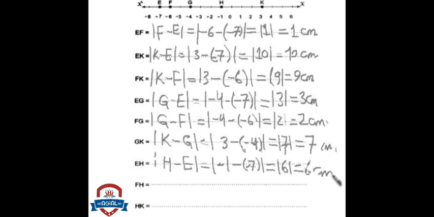By the same way, the distance between F and H equals the absolute value of H minus F. H equals -1 and F equals -6. The absolute value of -1 minus -6 equals the absolute value of -1 plus 6 equals the absolute value of 5. And the absolute value of 5 equals 5 centimeters.